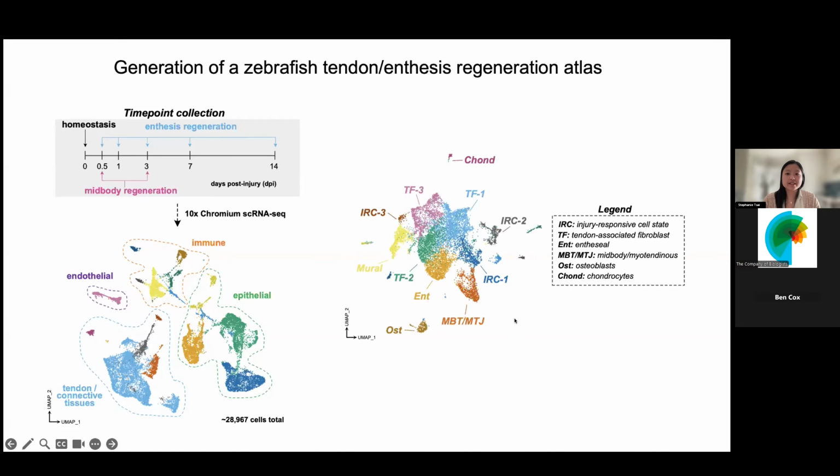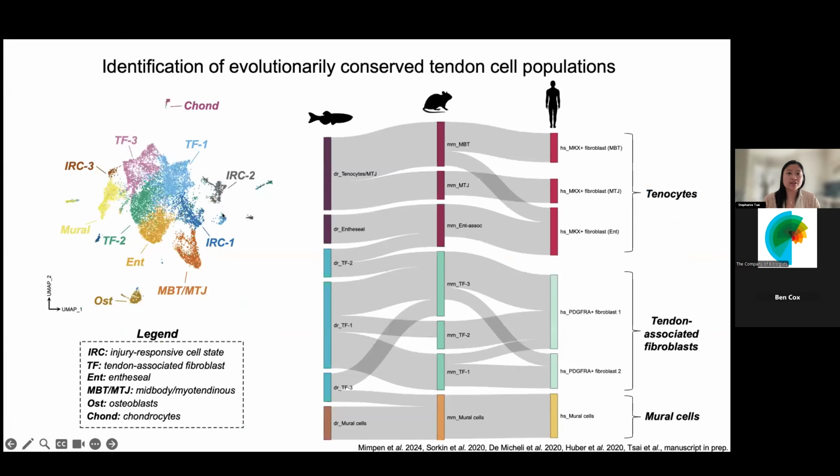Using this data, I wanted to see whether these populations were evolutionarily conserved. So I performed cross-species mapping to mouse single cell data from the Achilles tendon, as well as human hamstring tendon single cell data, and was able to nicely see that these cell populations are actually conserved across zebrafish, mouse, and human. Additionally, I wanted to further characterize the spatial location of these populations.